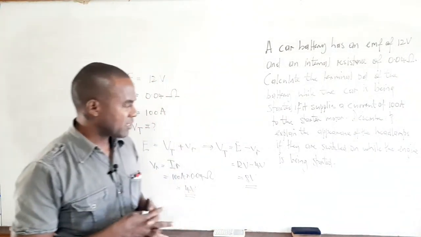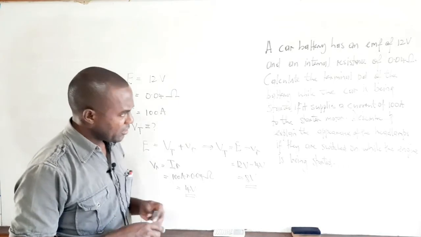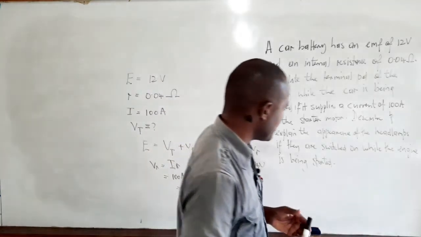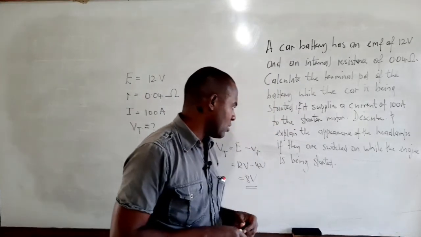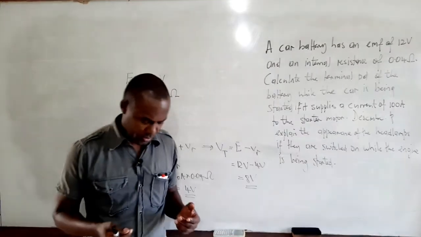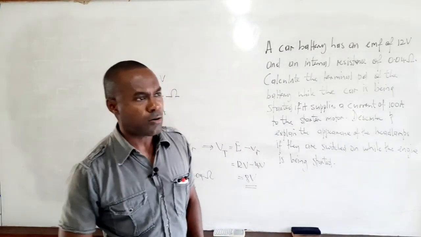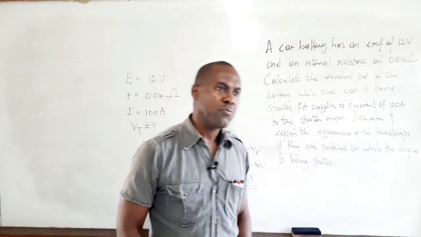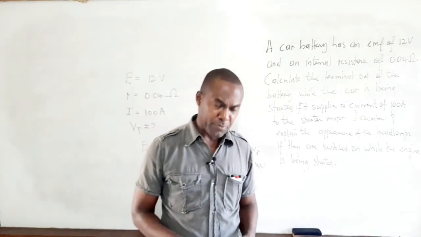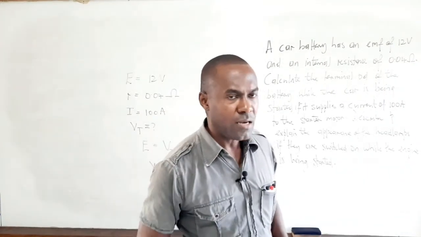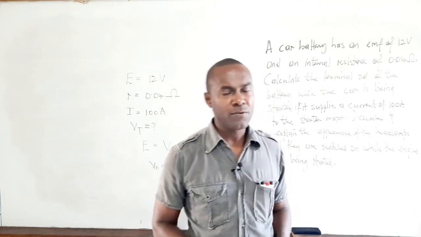Now the next part of the question says, describe and explain the appearance of the headlamps if they are switched on while the engine is being started. The headlamps are also rated at 12 volts, which means that in order to operate at maximum brightness, they need to be supplied with a voltage of 12 volts.